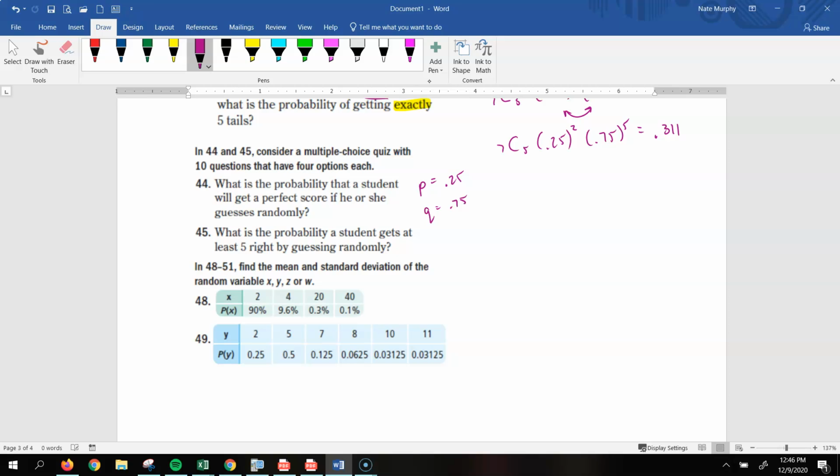So we want to figure out getting a perfect score. If there's 10 questions, we're going to get all 10 questions correct. And we have a 25% chance of that happening, and we're going to get all 10 of them correct. And then that means we have a 75% chance of getting each one wrong, but that's going to happen with 0 of them. Well, 0.75 to the 0 power is 1. 10 choose 10 is also 1. So if you did 0.25 to the 10th power, you get a really small decimal. Again, your calculator might say something like this.